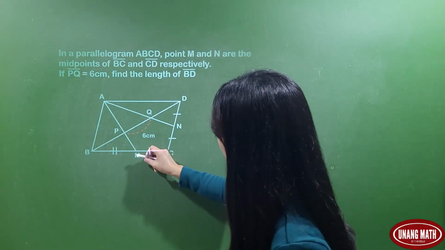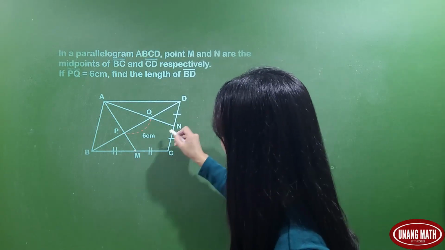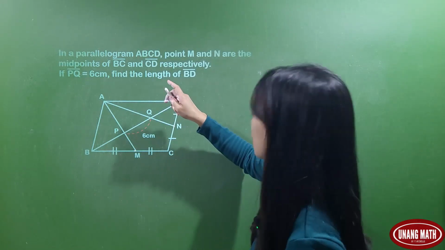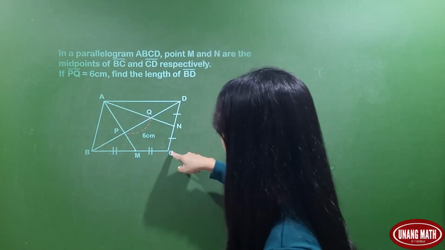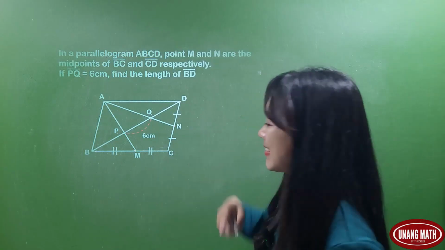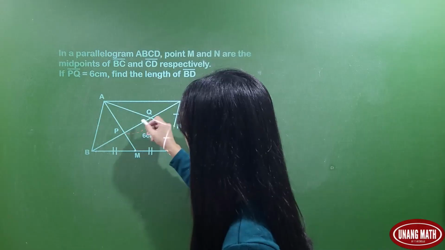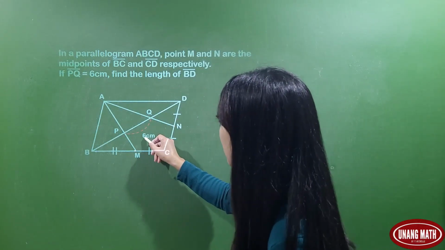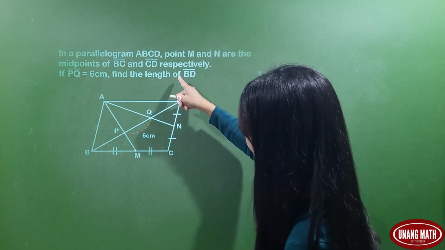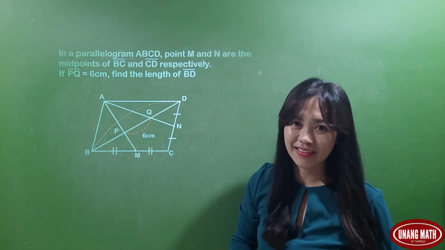So where are points M and N? These are the points M and N. And according to this question, they are the midpoints of segment BC and segment CD. It's also given that segment PQ is equal to 6 centimeters, or this segment is 6 centimeters. We are looking for the length of segment BD, or this segment.